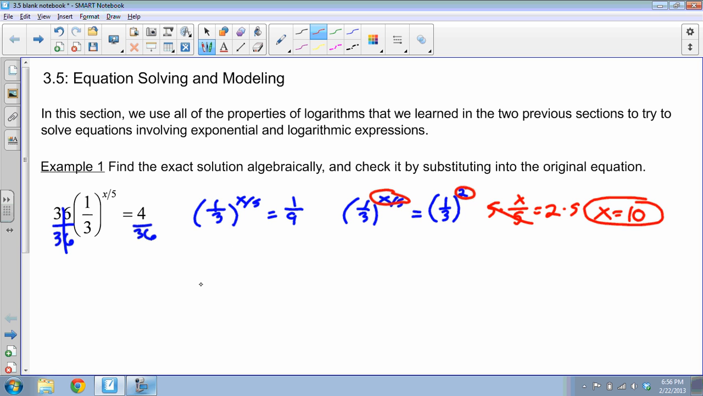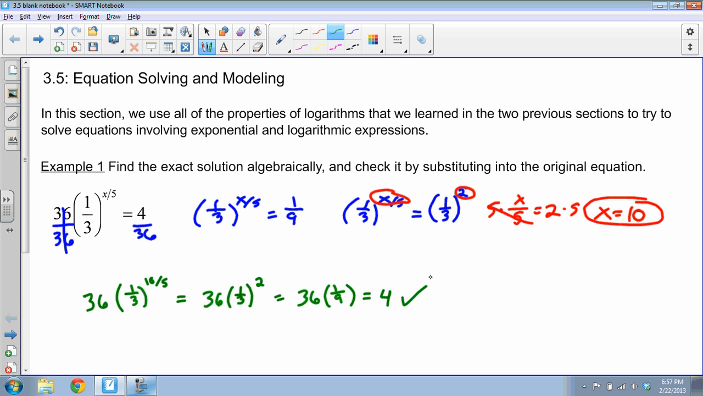And then it is asking us to plug this into our original equation to check to make sure we did it right. So that won't take too long. I'm going to plug it in on the left side, and I'm going to work with the left side until I end up with what the right side is. If I plug 10 in, the first thing I would do is divide: 10 divided by 5 is 2. Then 1/3 squared happens to be 1/9. And 36 times 1/9 is 4, which is what we were trying to get. So we are right that x equals 10.